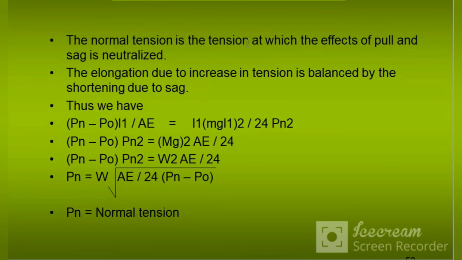The normal tension is the tension at which the effects of pull and sag are neutralized. The elongation due to the increase in tension is balanced by the shortening due to sag. Thus we have this equation.